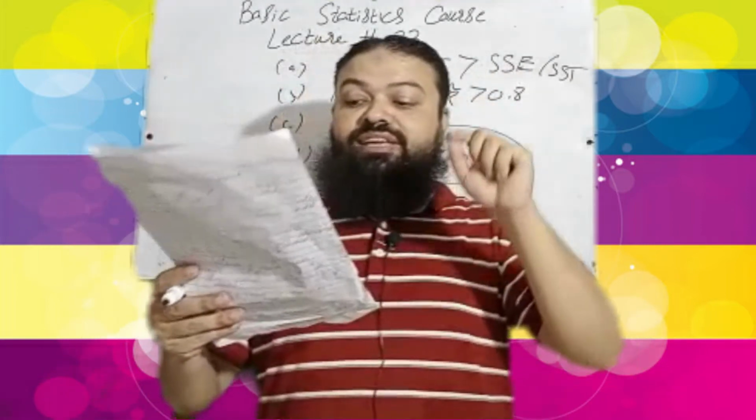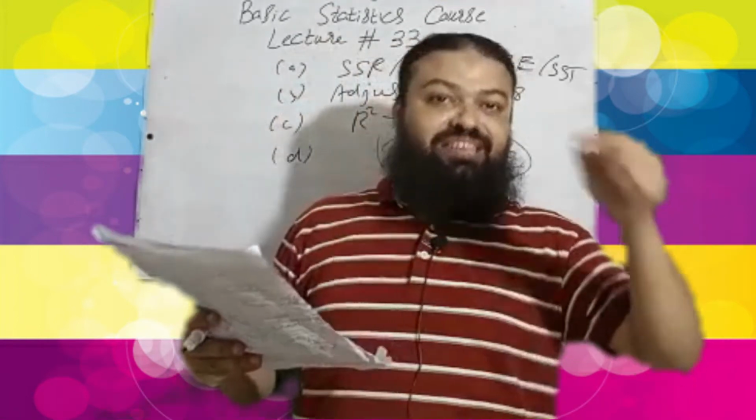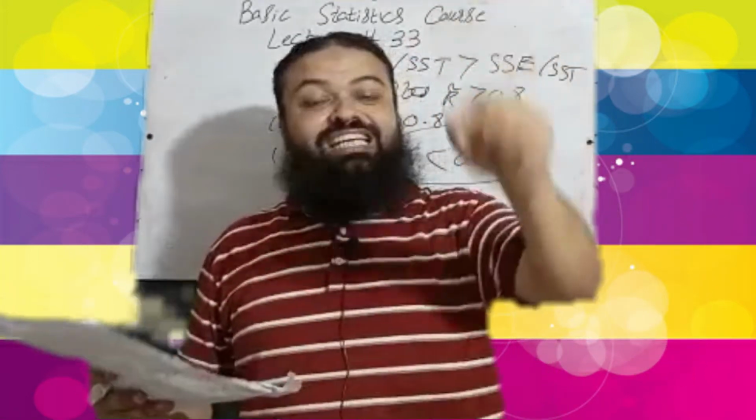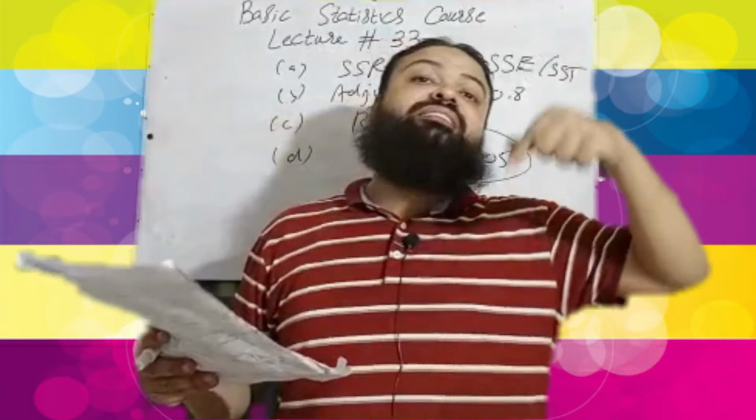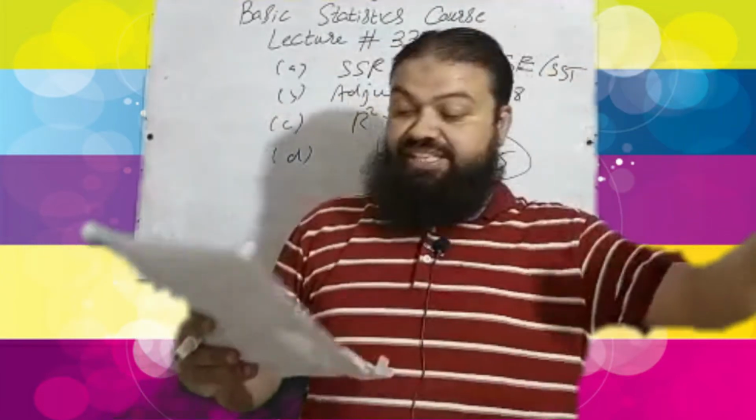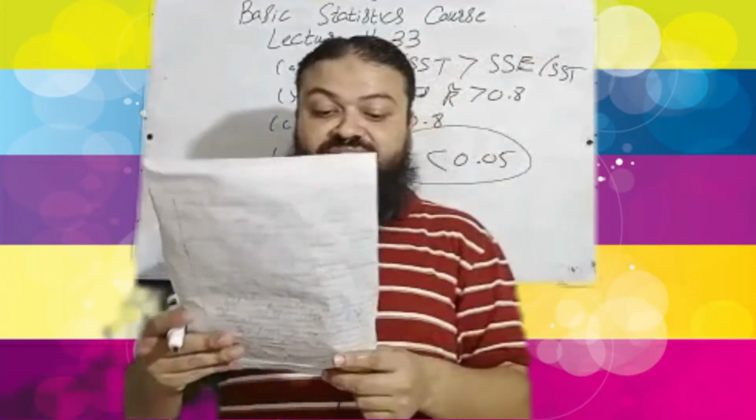D, total variability in the response variable. Yes, total sum of squares describes the total variability in the response, the dependent variable. D is the correct option in the exam.